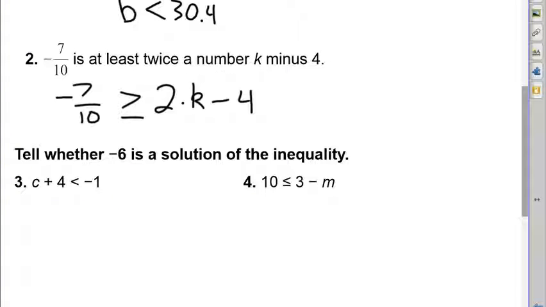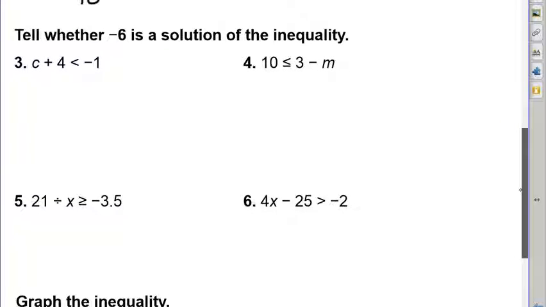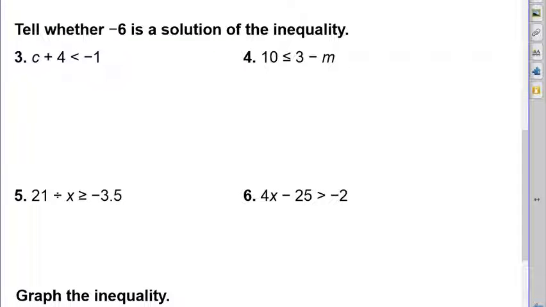For examples 3 through 6, our directions are just to tell whether negative 6 is a solution of an inequality. We can determine if a value is a solution of an inequality just like we can with equations. All we have to do is substitute that value for the variable and decide if we get a true statement or false statement. If it makes the inequality true, it is a solution, and if it does not make the inequality true, it is not a solution.